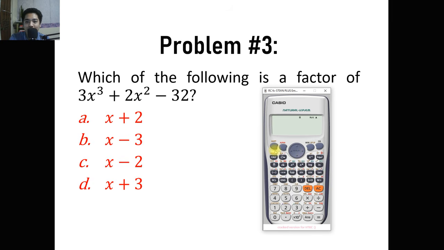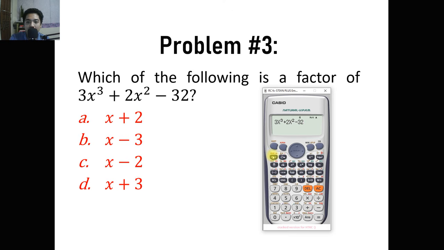I'm not used to just pressing it on my computer. Okay, so 3 alpha x, and then we have cube here. Okay, plus 2 alpha x, and then x squared here, minus 32.